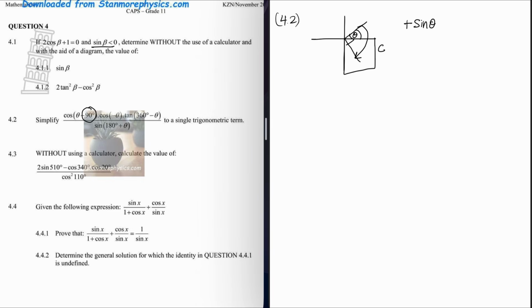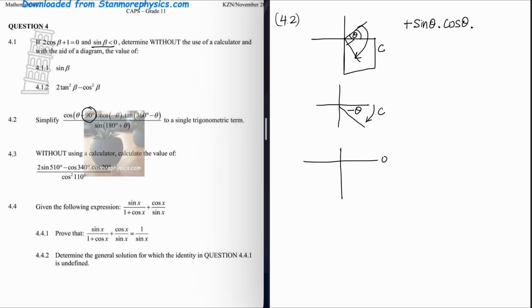Then cos of negative theta, same thing. If I have a Cartesian plane like this, and I'm rotating by some negative angle, some negative theta, I'm going to have cos being positive here. So that's going to simply be multiplied by cos theta, and then multiplied by tan of 360 minus theta. So again, we can view that on a Cartesian plane.